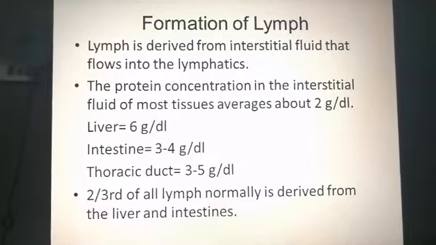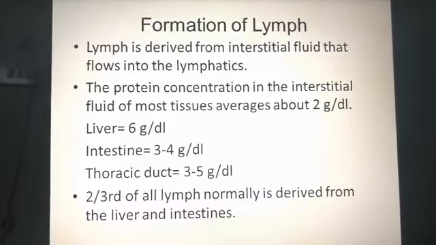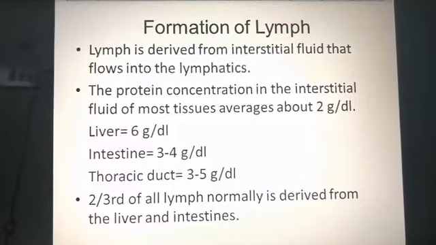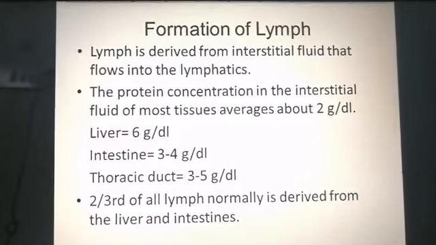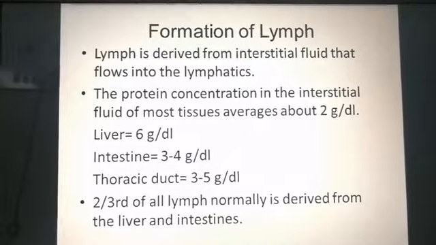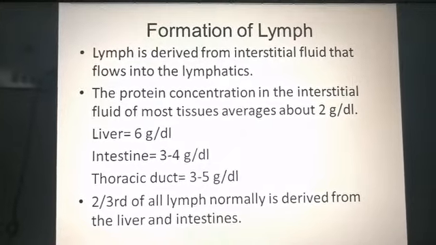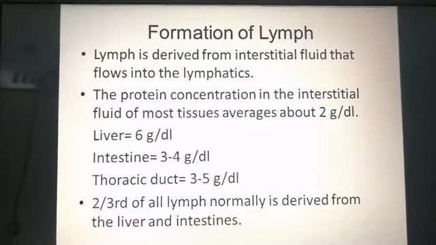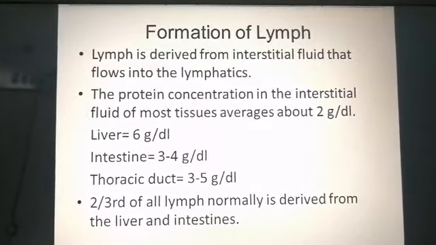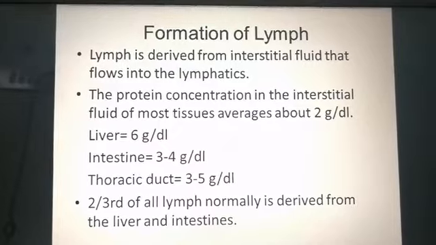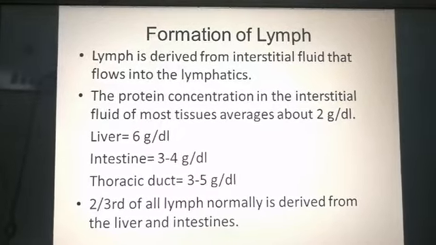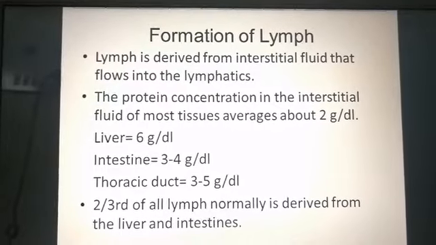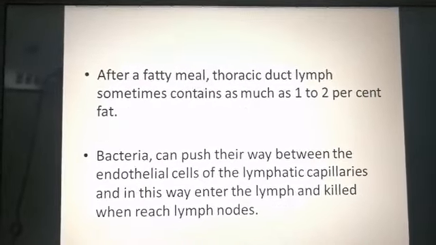Formation of lymph. Lymph is derived from interstitial fluid that flows into the lymphatics. The protein concentration varies with the organ or area of the body, but its average is 2 gram per deciliter. Liver is 6 gram per deciliter, intestine 3 to 4 gram per deciliter, and thoracic duct 3 to 5 gram per deciliter. Two thirds of all lymph is normally derived from the liver and intestine. These are a few facts regarding the lymph.